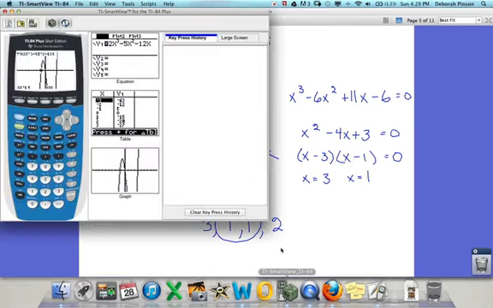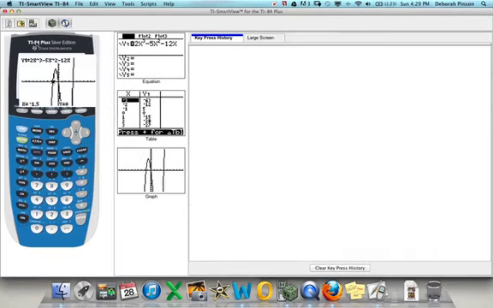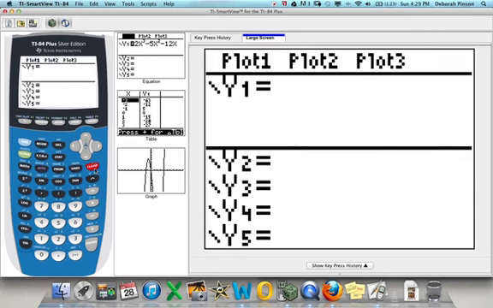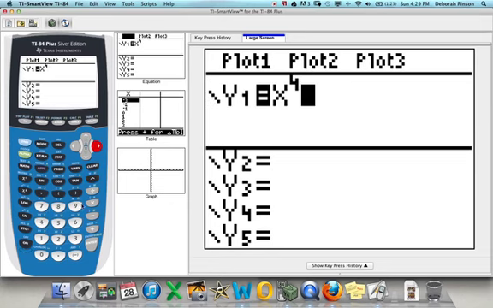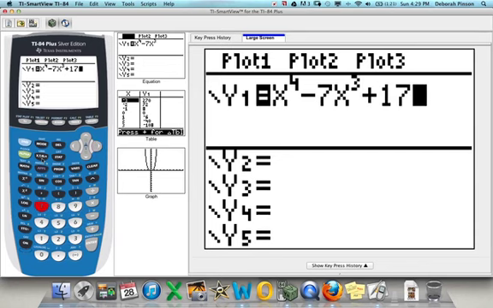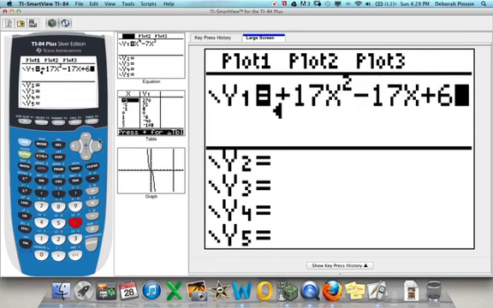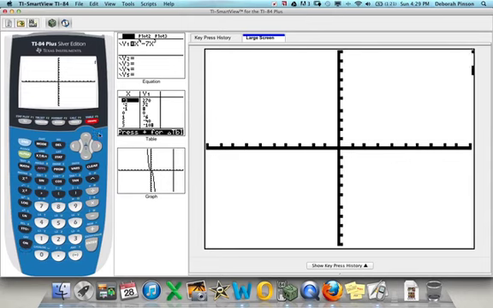Now I want you to see what it looks like on a graph. So I'm going to go through and graph this thing. So I have x to the 4th minus 7x to the 3rd plus 17x squared minus 17x plus 6. And I'm going to graph this thing.